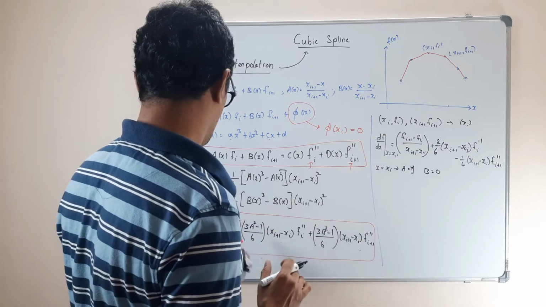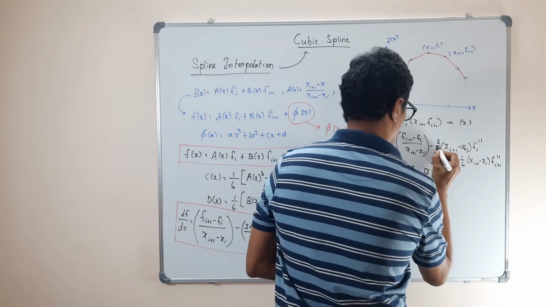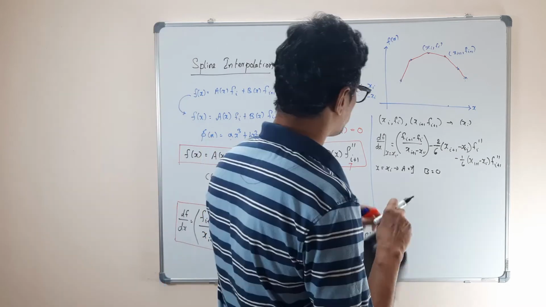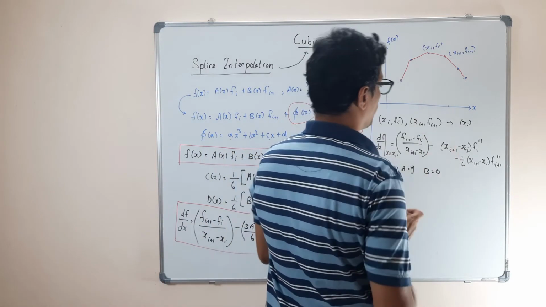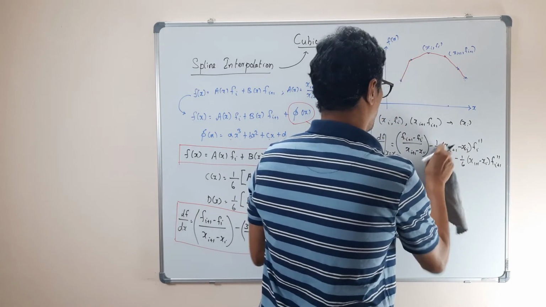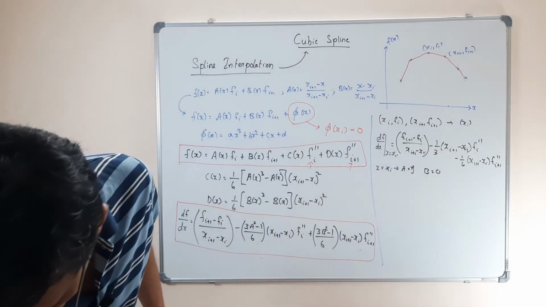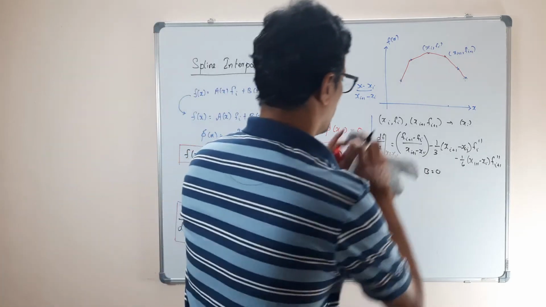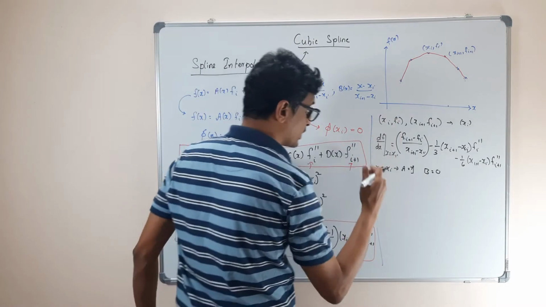3 minus 2, so this will become minus. Okay, so this is what we have. So this becomes 1 by 3 minus 1 by 3 times this. So now we will do it for the next set of points.